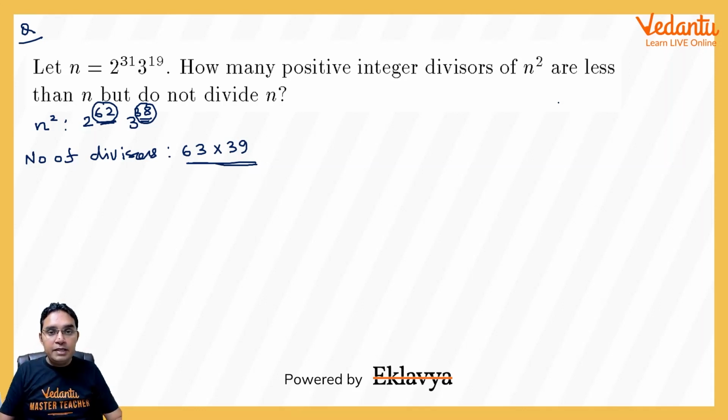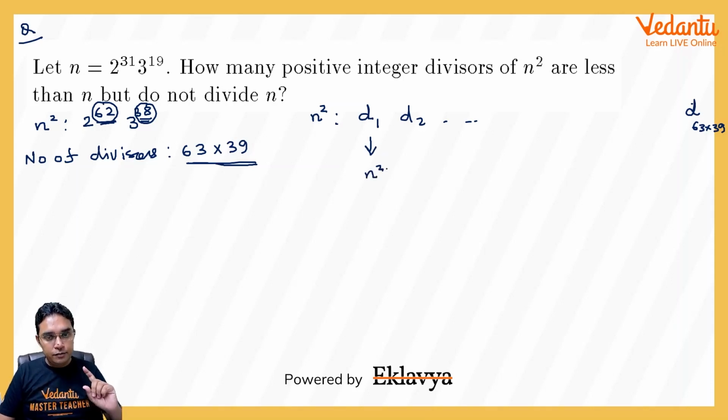Now there is one more way to look at this, and that is very important for this question also. Please see, if I write all the divisors of n square in decreasing order, my first divisor, let me call this d1, then d2 and so on, and in the last, let me call this d of 63 into 39. I am sure you understand this first divisor d1 is nothing but n square itself, and the last divisor is nothing but 1 only. Now you can see the product of the largest divisor and the smallest divisor is n square, and it has to be always, isn't it?